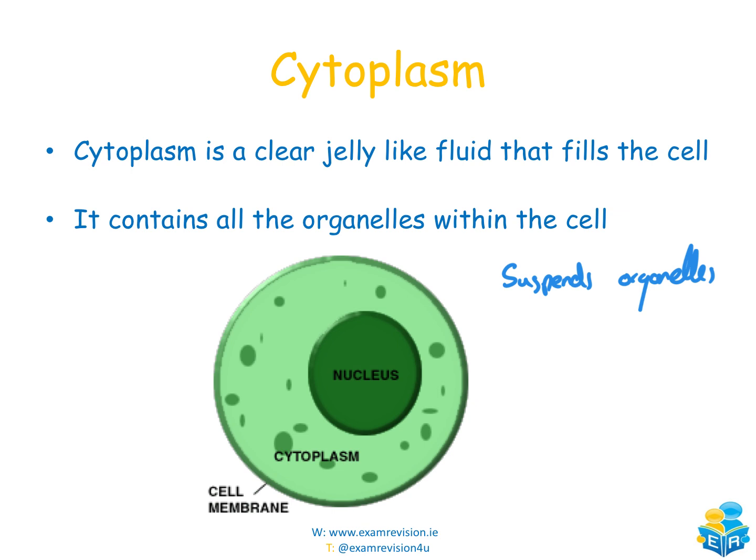So it just makes sure that they're all spread out from each other and they literally just don't fall to the bottom of the cell. Okay, so all the organelles are suspended within the cytoplasm. It contains all of the organelles. And we can see here, both in animal and in plant cells, the vast majority of the inside of a cell can be taken up with the cytoplasm.